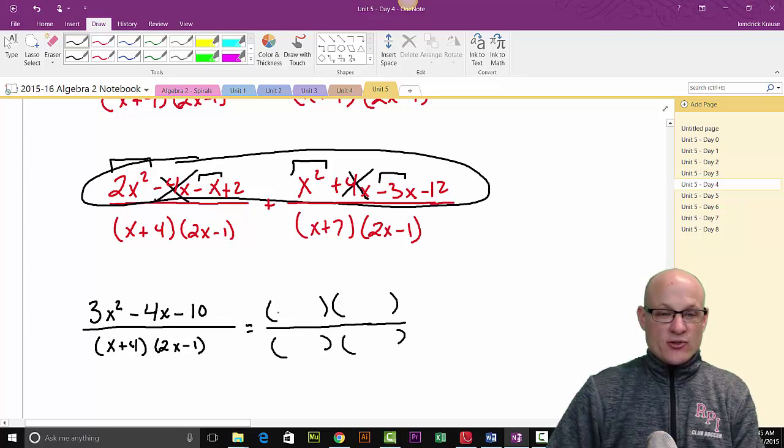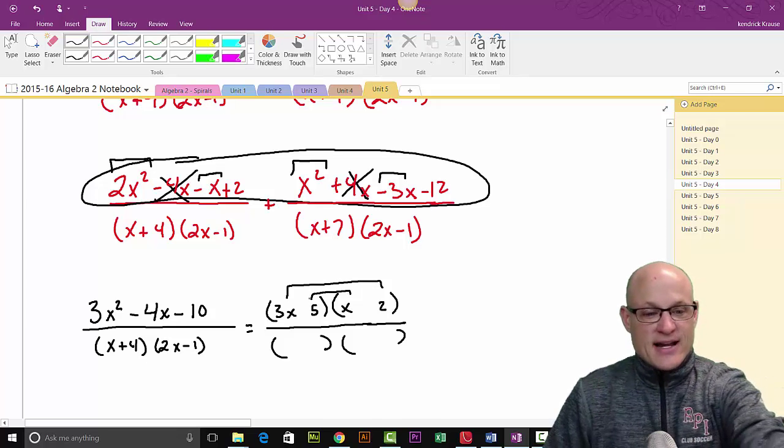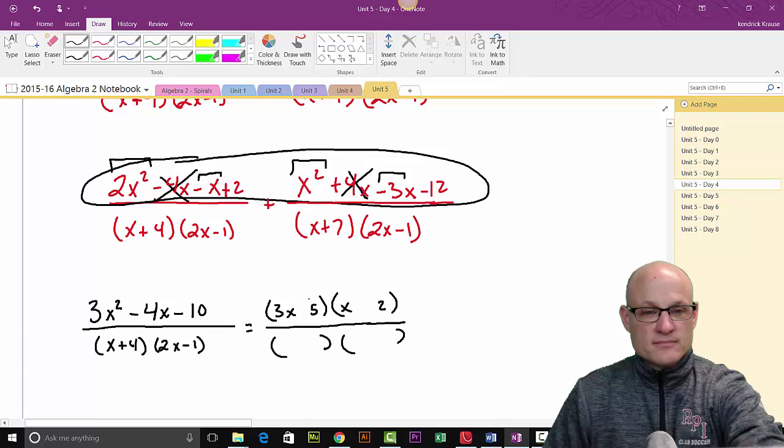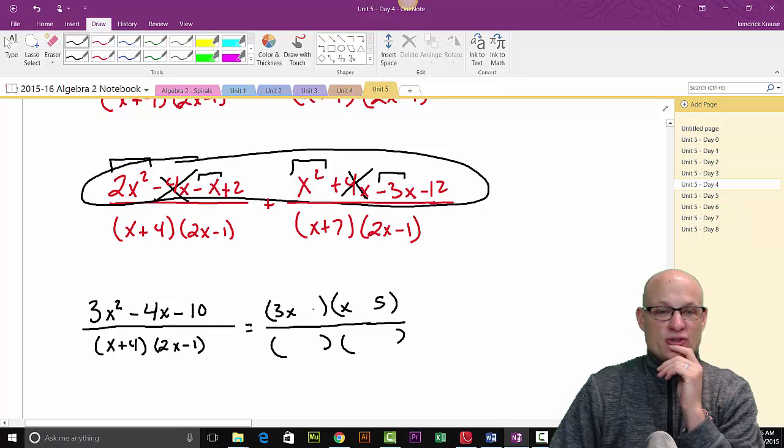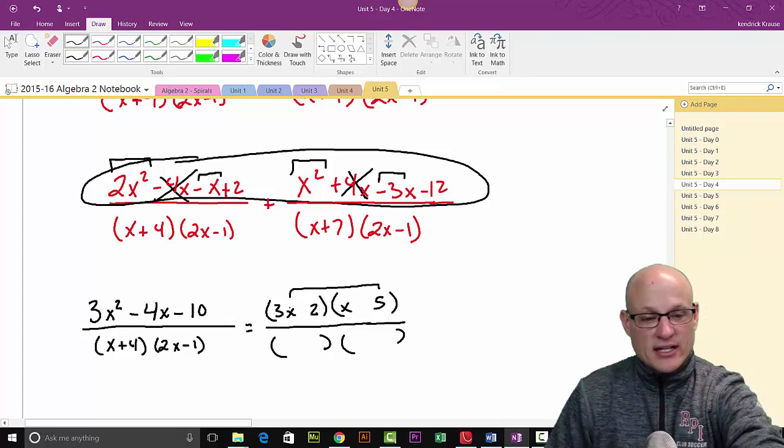And if I can. So it's got to be 3x and x. 5 and 2. If I put a 5 here and a 2 here, this gives me 6 and this gives me 5. That's not going to give me 4. All right, so if I put the 5 here and 2 here, that's going to give me 15, and 2, that's not going to give me 4.